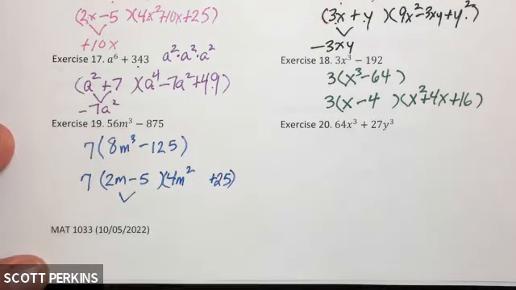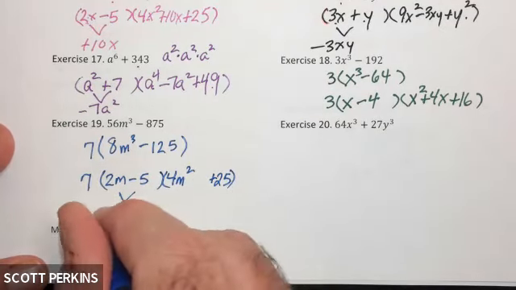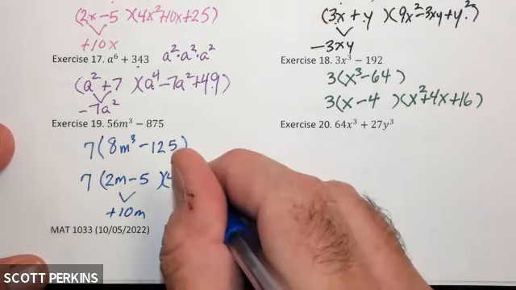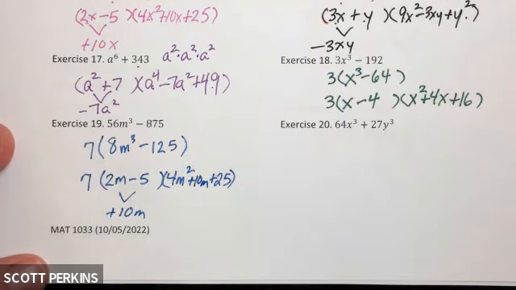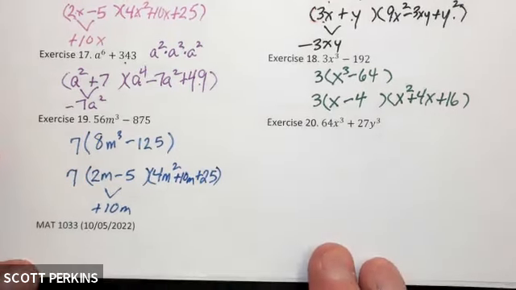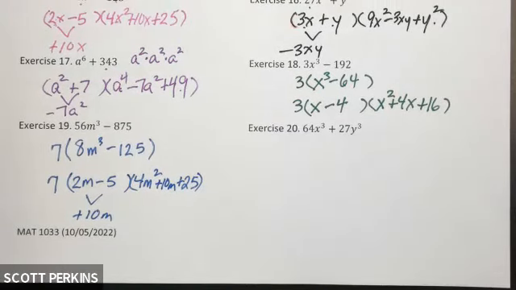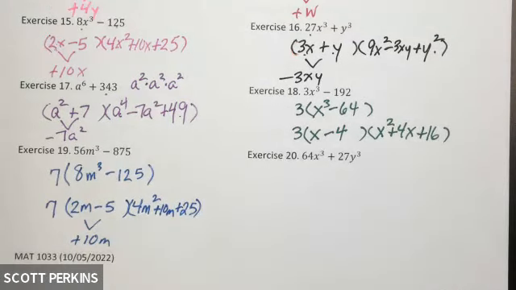I multiply these two things together. 2m times negative 5 is negative 10m. And then I change the sign to plus 10m. All right, one more problem, and then one more little bit of information. So exercise 20, last one, should be straightforward sum of cubes.